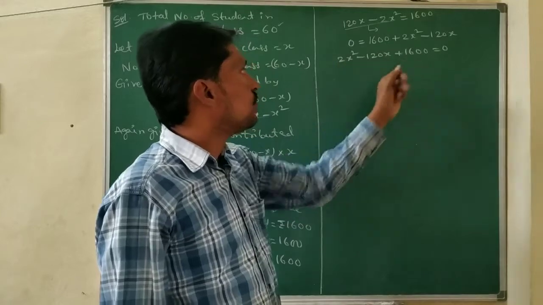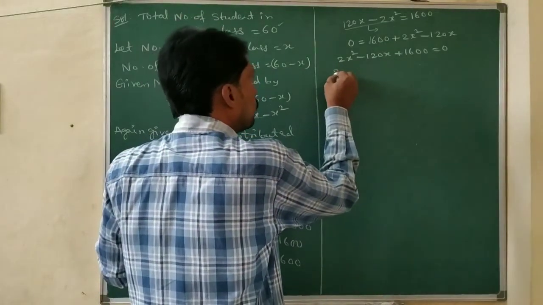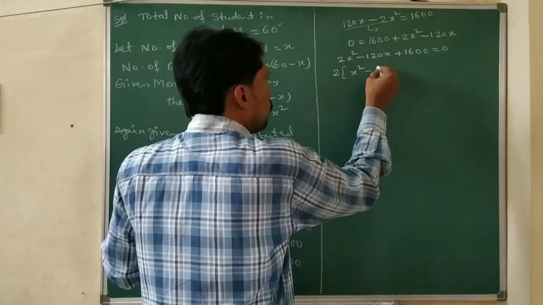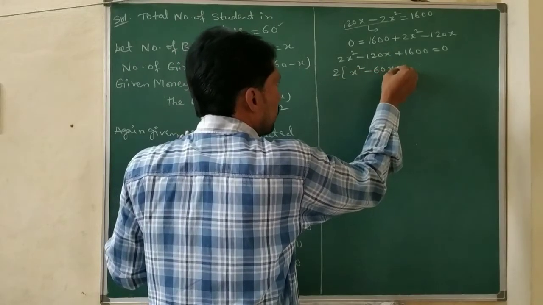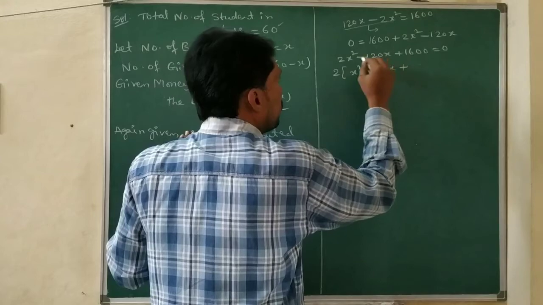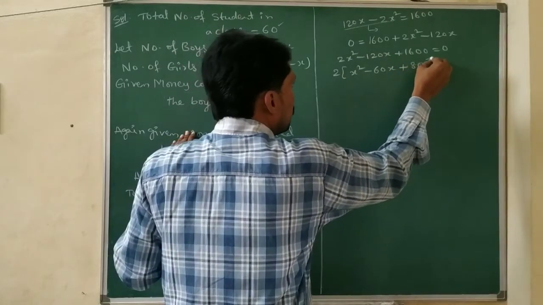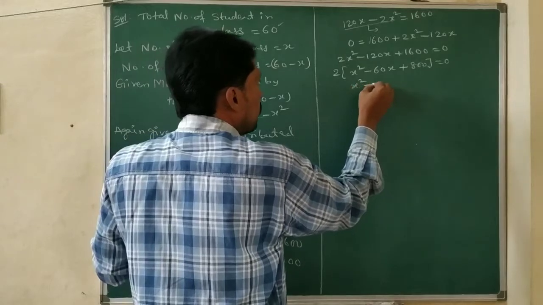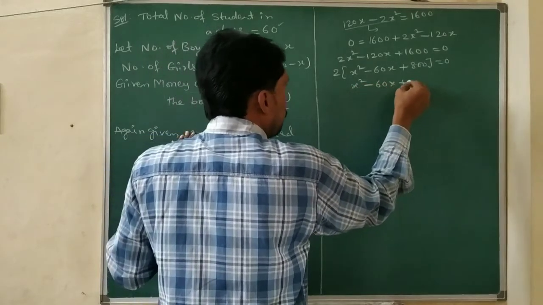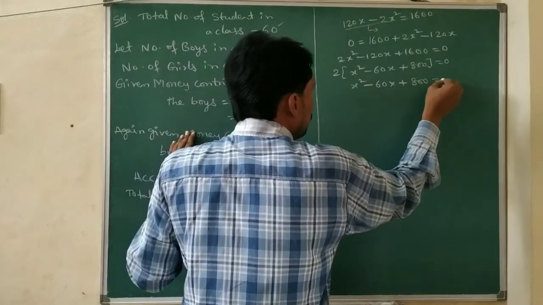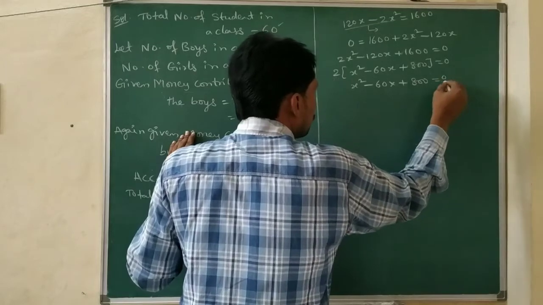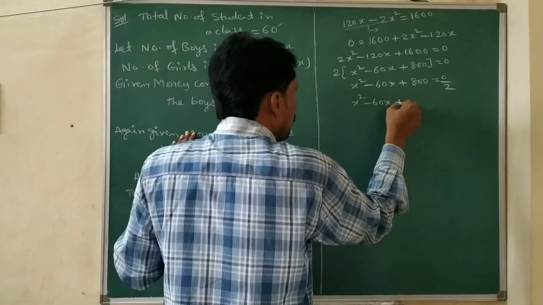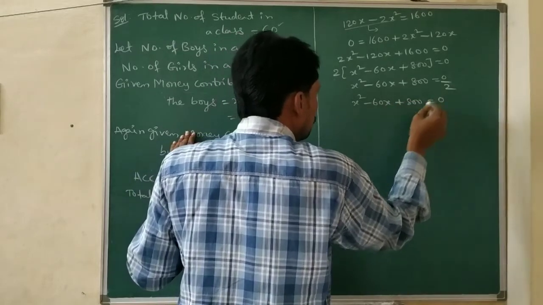In this LHS we need to take 2 as common. Taking 2 common: x square minus 60x, 2 into 60 is 120x, plus 2 into 800 is 1600, equal to 0. This 2 you can transpose: x square minus 60x plus 800 equals 0 by 2. So x square minus 60x plus 800 equals 0.